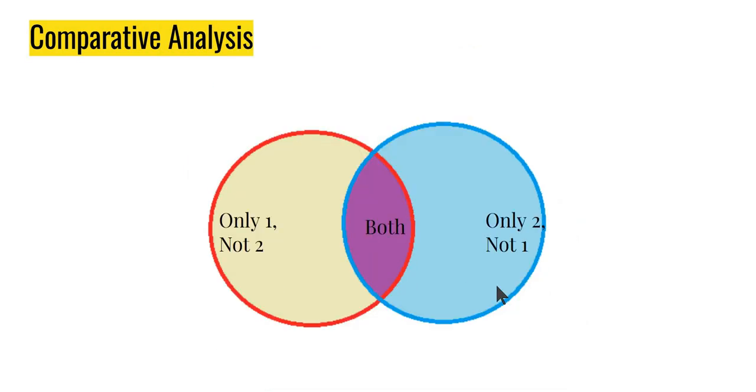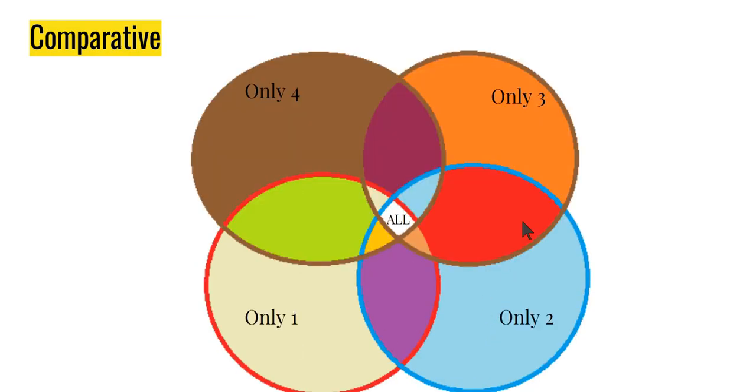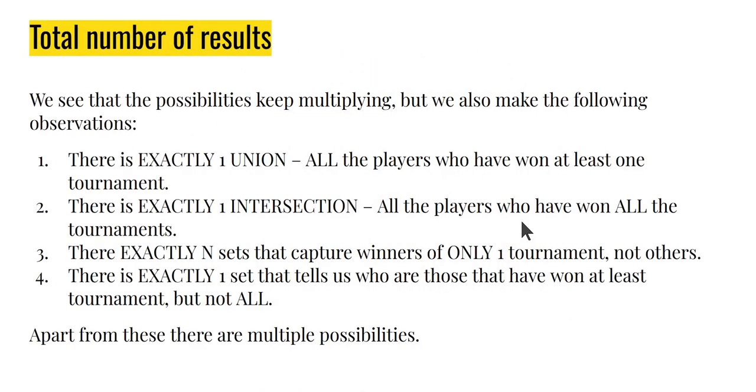When comparing two tournaments, we had 1 set here, 1 set here. With 3, we had 1, 2, and 3. With 4, we have 1, 2, 3, 4. So in general, if I give n sets for this thing to analyze, I will get n of these, which capture only one tournament winner and not others. And finally, there's exactly one for those who have won at least one tournament, but not all.